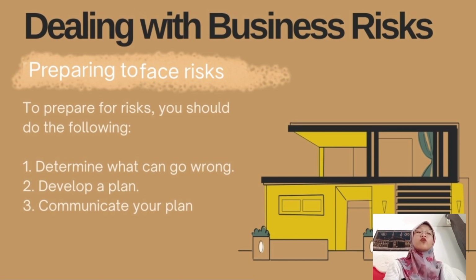You will never know kailan magkakaroon ng loss, pero you should have a plan of action in case when it does. You need a plan in place para kapag may mangyaring losses or if ever, pwede pang ma-recover and ma-restart yung business operation mo ng mabilisan. So to prepare for risk, you should do the following. Number 1, determine what can go wrong. Develop a plan and communicate your plan.